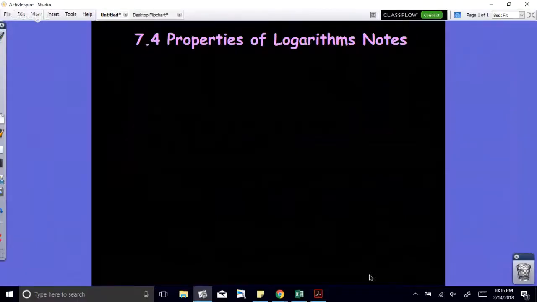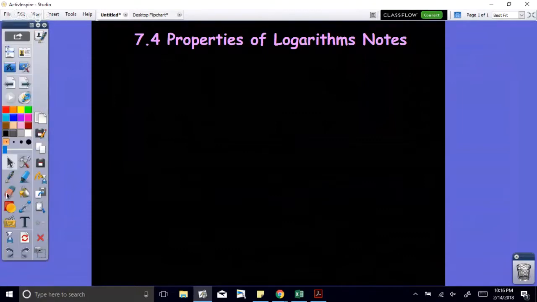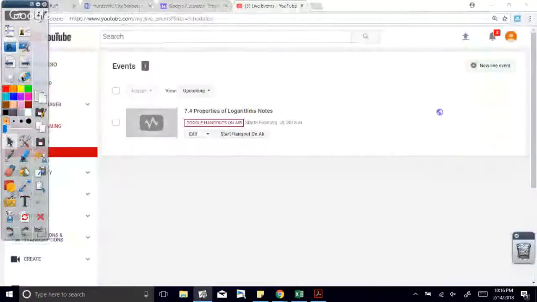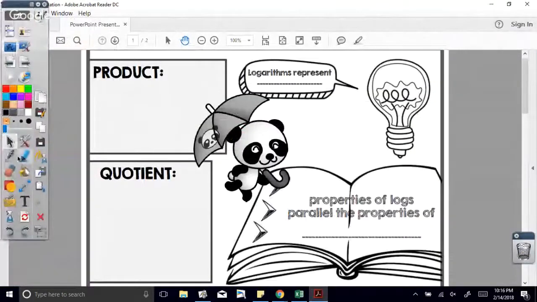Alright, so today we're going to be talking about the properties of logarithms. So you should have your notes pages, and we're going to go through them. It shouldn't take too long.